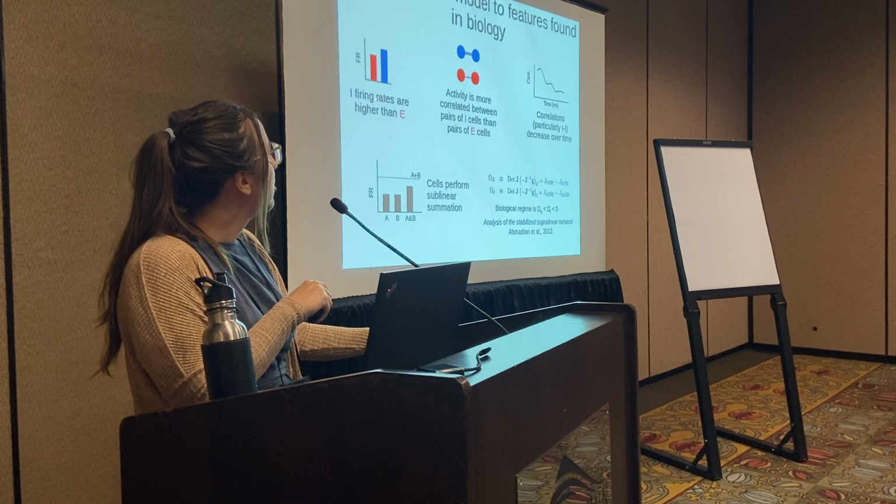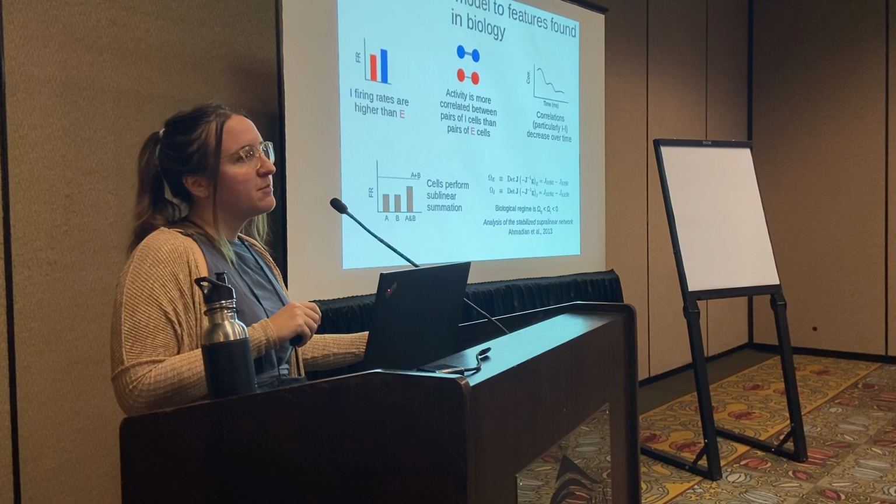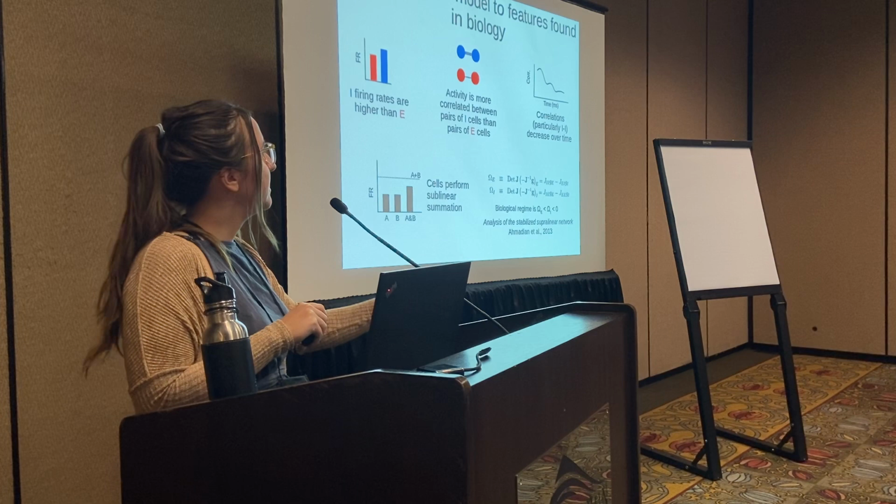Activity between pairs of I cells is more correlated than between pairs of E cells. Correlations tend to fall off over time during the response to a stimulus. And also, as I said before, cells perform sublinear summation. So those are the main things I'm going to check.